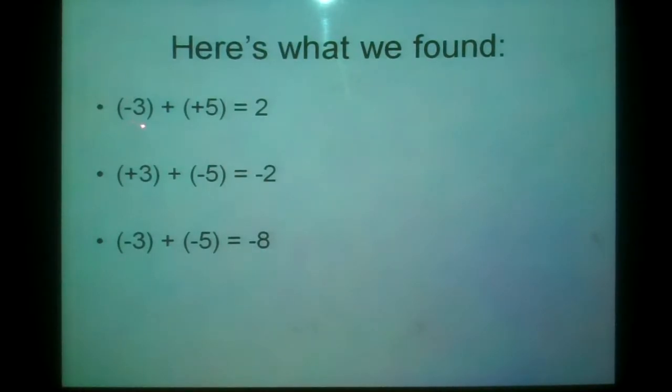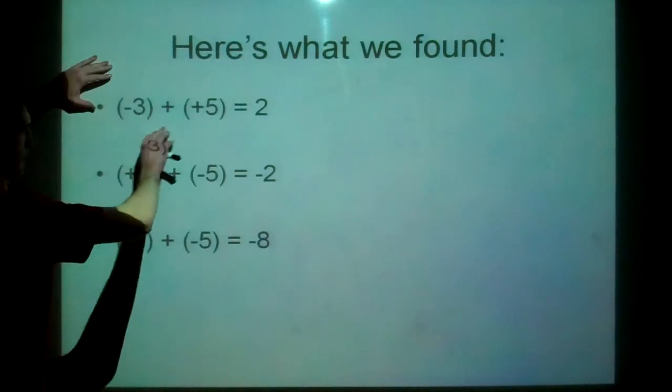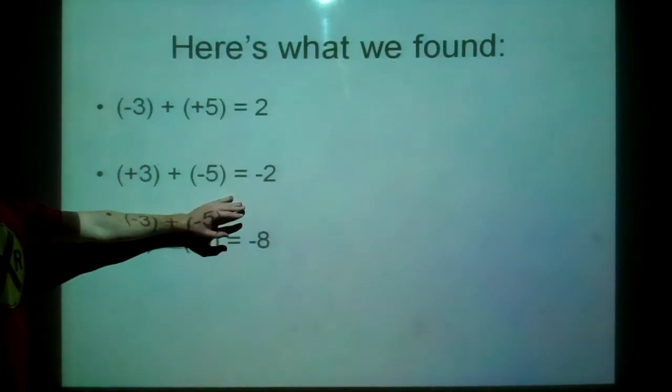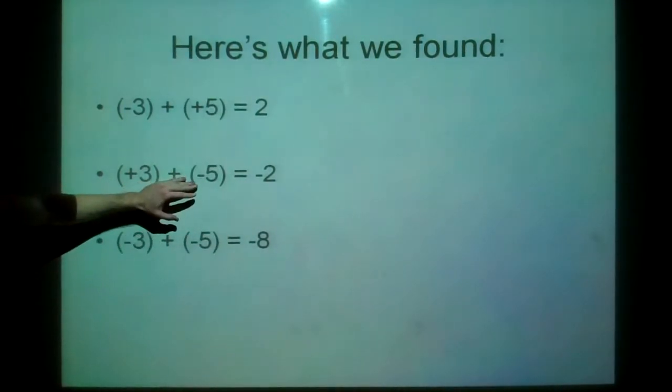We found out that negative 3 plus a positive 5 resulted in positive 2. Positive 3 plus negative 5 gave us a negative 2. And when we added 2 negatives, we ended up getting a negative. So when we add a negative and a positive, we can get a positive or a negative answer. It depends on which number gets that negative in the first place.